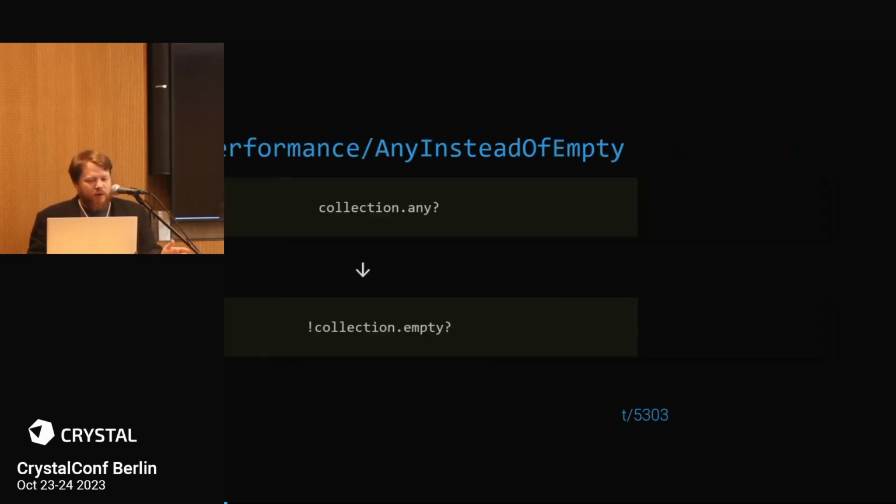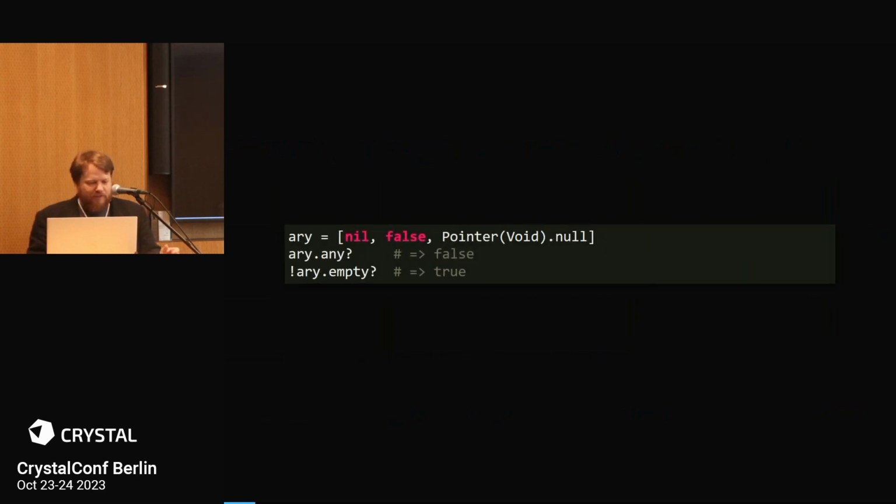But what's the problem with any?? Well, it operates on truthiness, not on the size of an enumerable. So you can have an enumerable with a couple of values, and any? will tell you it doesn't have anything. I guess this semantics makes some sense, but it's often not what you want. That's the reason for Ameba recommending to use not empty, because usually you expect any? to say that there is something, even if it's nil or false or a pointer that points nowhere.